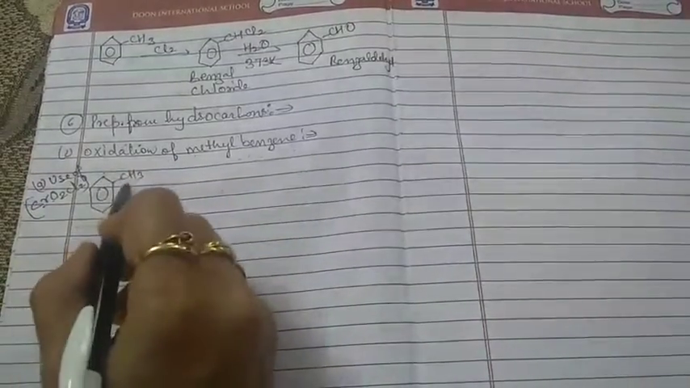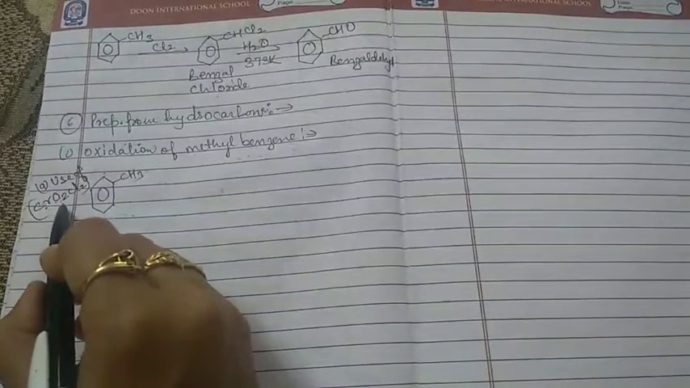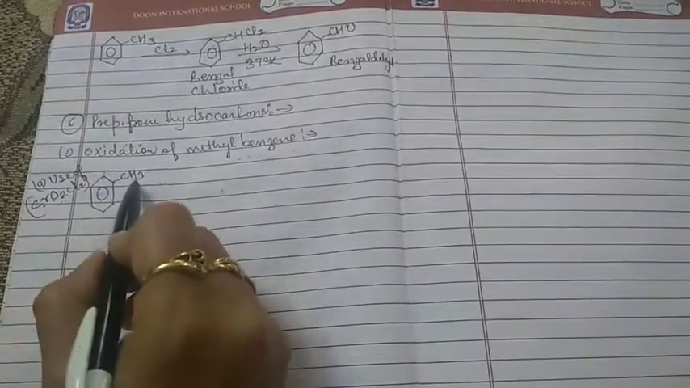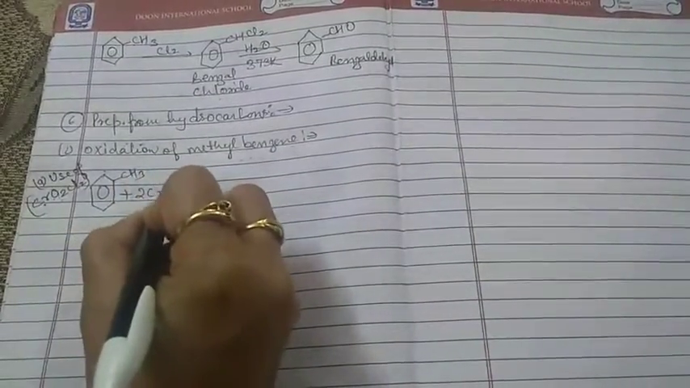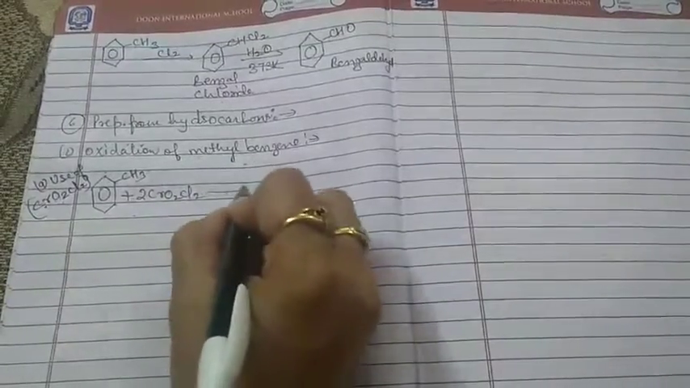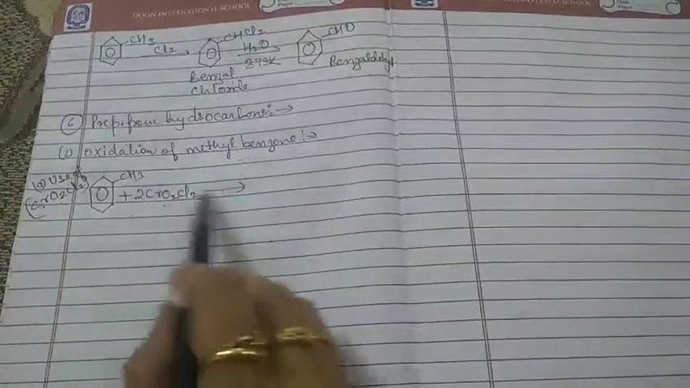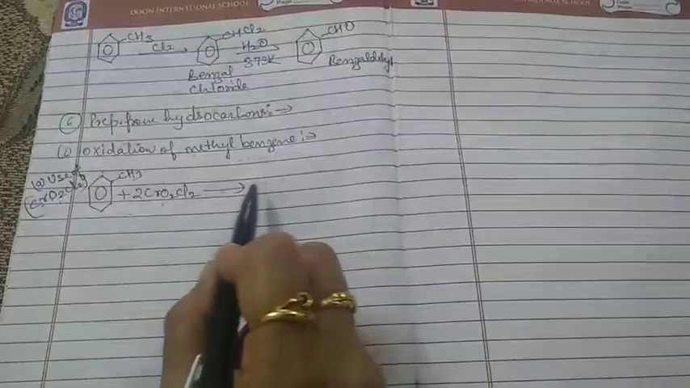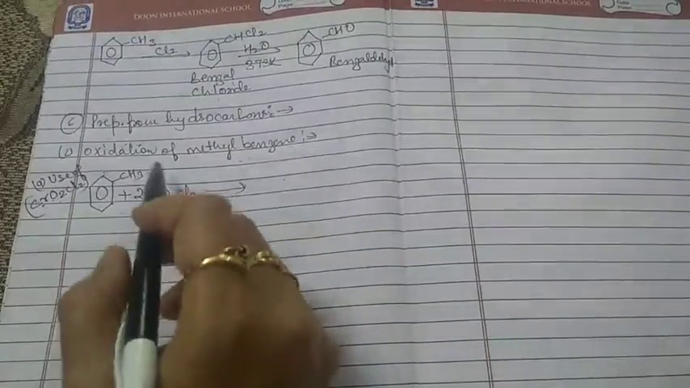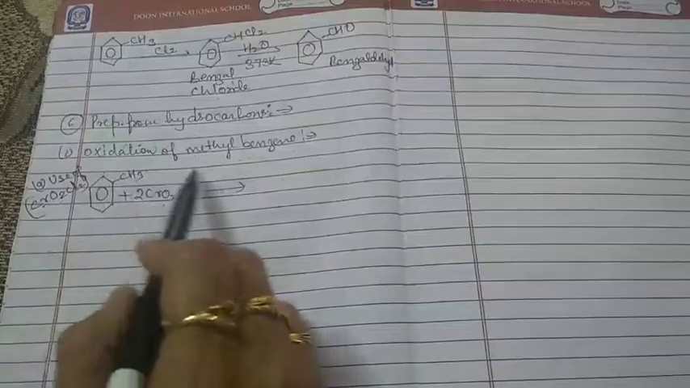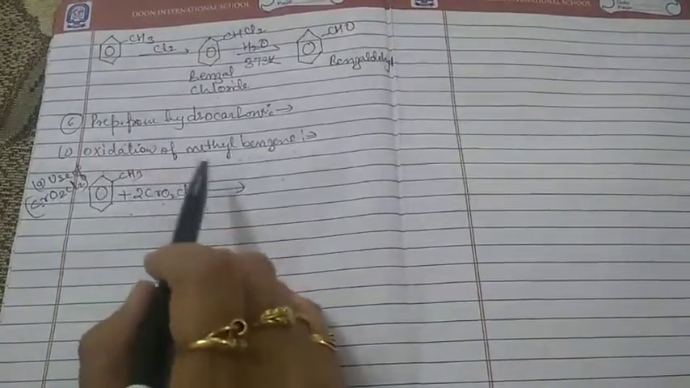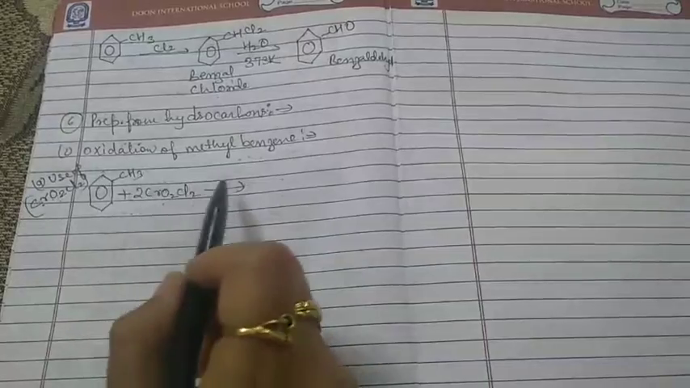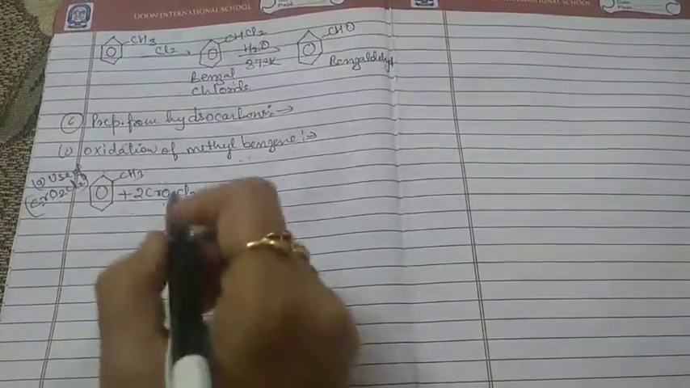Actually what happens is that the chromyl chloride acts as an oxidizing agent. It oxidizes the methyl group to the chromium complex, that is, with 2 CrO2Cl2, and which on further hydrolysis gives the corresponding benzaldehyde. I have already told you that this method is only applicable for the formation of aromatic compounds. So that is for the benzaldehyde. So this is the chromyl chloride.